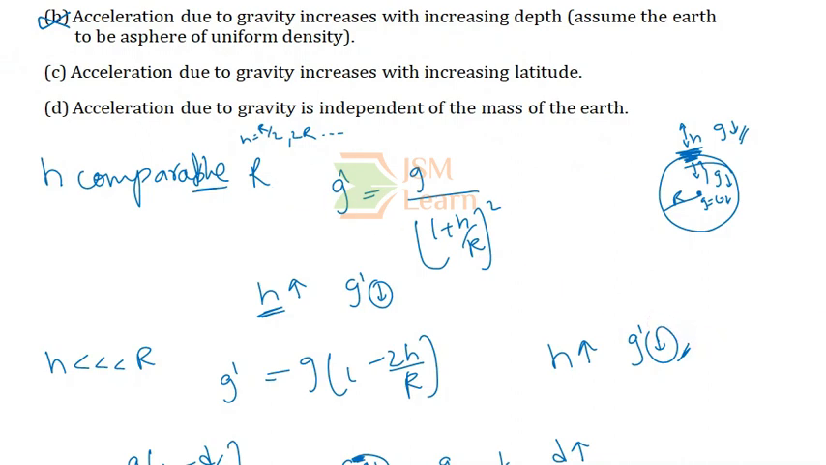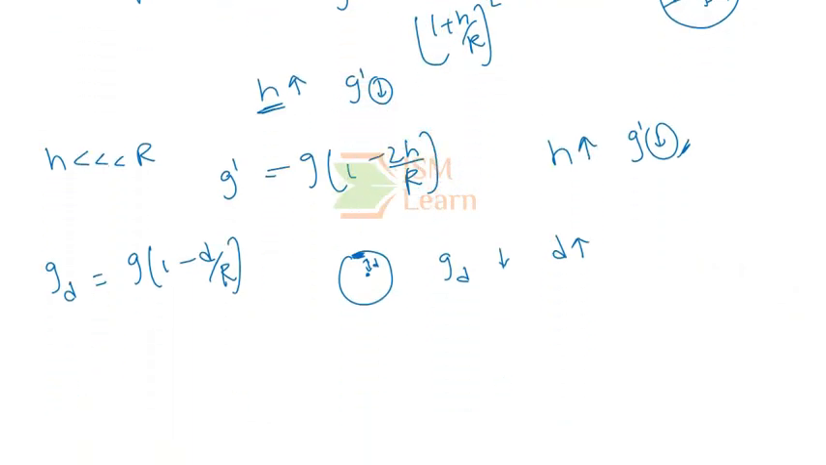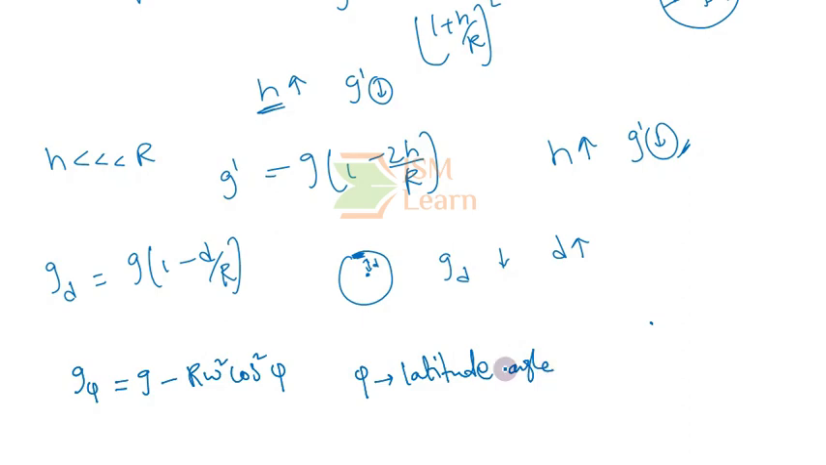Coming to option C, it says that the acceleration due to gravity increases with increasing latitude. Let us verify that. We know that the acceleration due to gravity at any latitude is given by g phi equals g minus R omega square cos square phi, where phi represents the angle of latitude. Latitudes are imaginary horizontal lines on the globe. The latitude angle of the equator is 0. So what happens if the latitude angle increases?